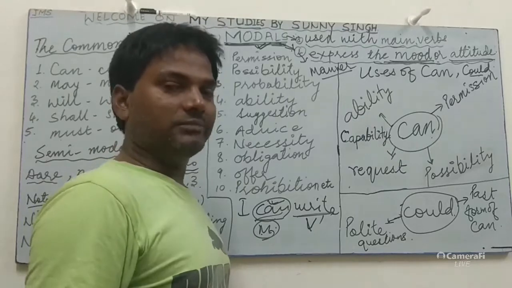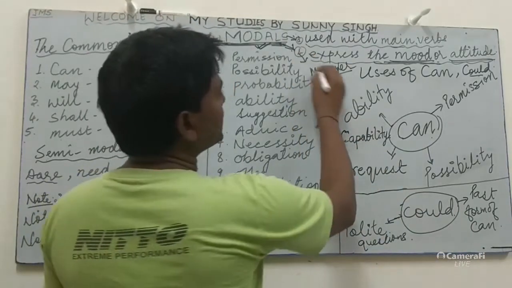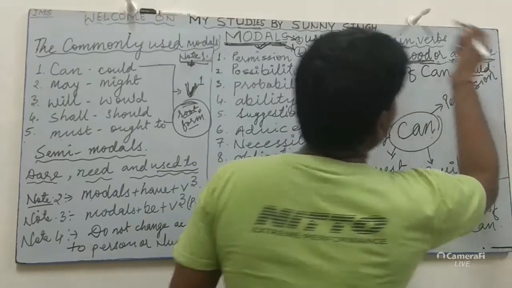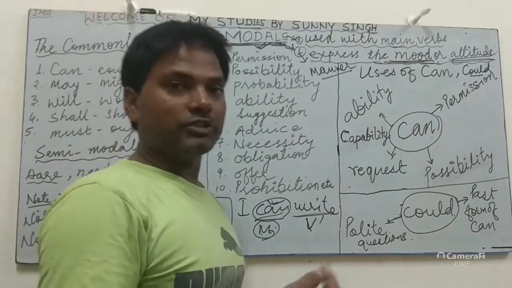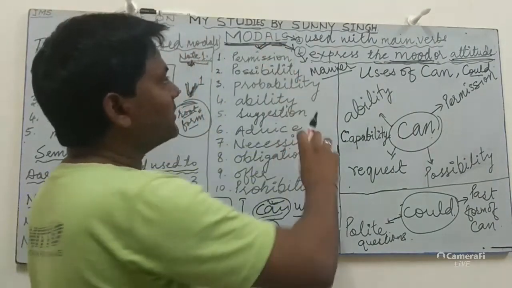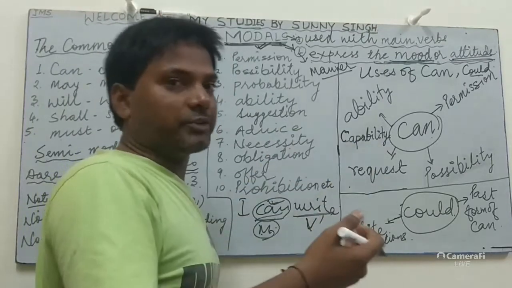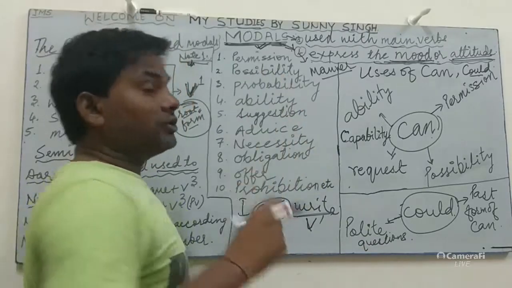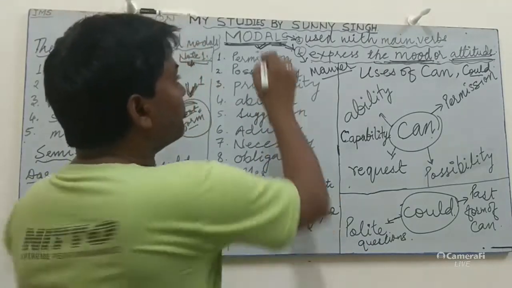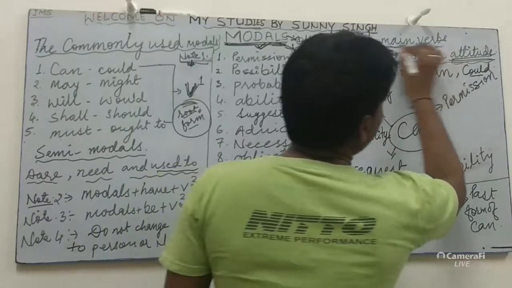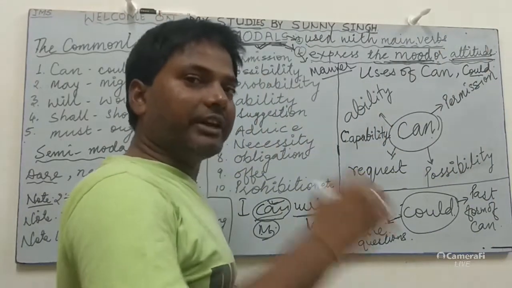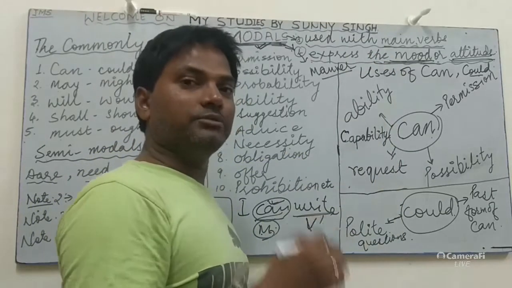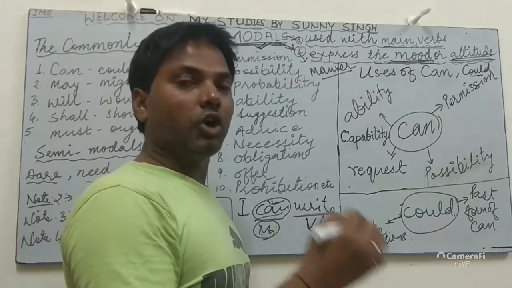When we define the term modal, it's the word used to express the mood or attitude of the person or subject. Remember, a modal expresses the mood of the subject. The attitude of the person doing the work is expressed. And the very important thing is, a modal can be used in a sentence with main verbs only. It never gives its meaning without main verbs. It will give you the meaning with main verbs only.